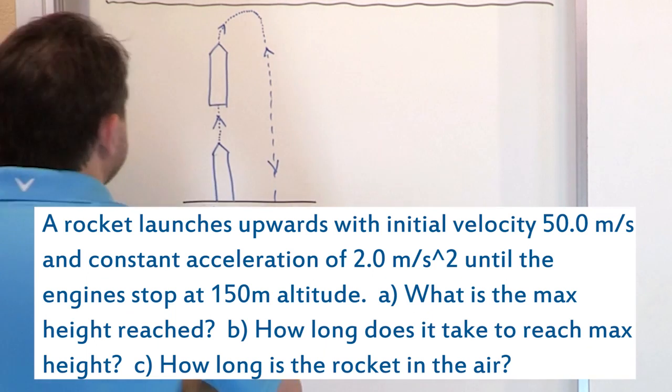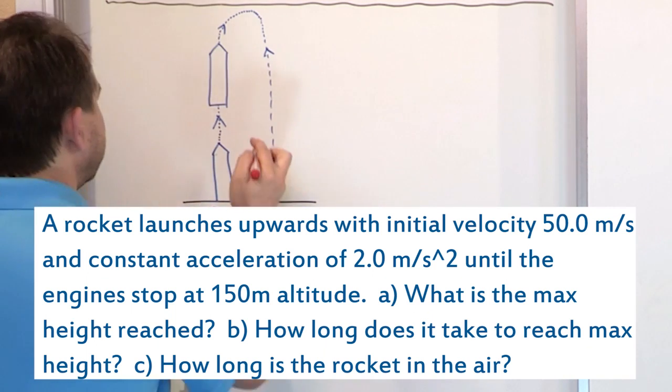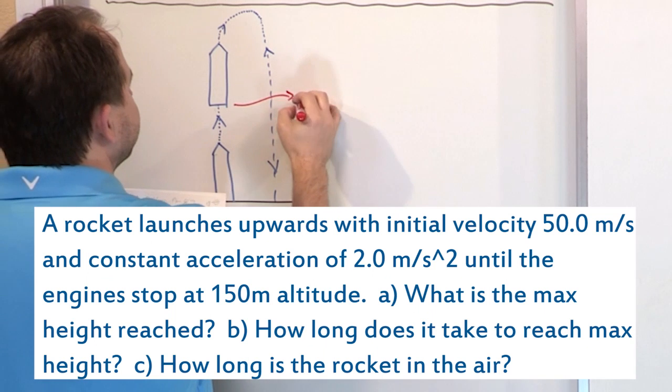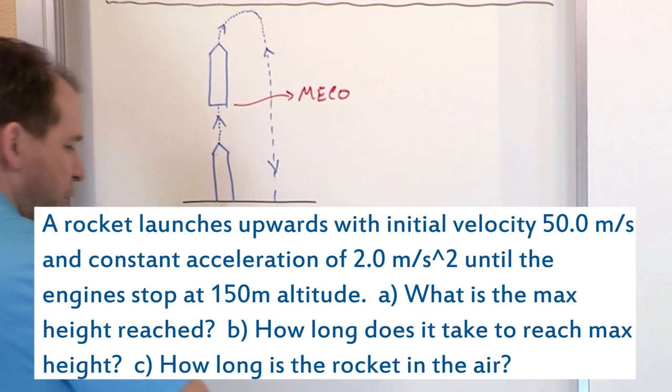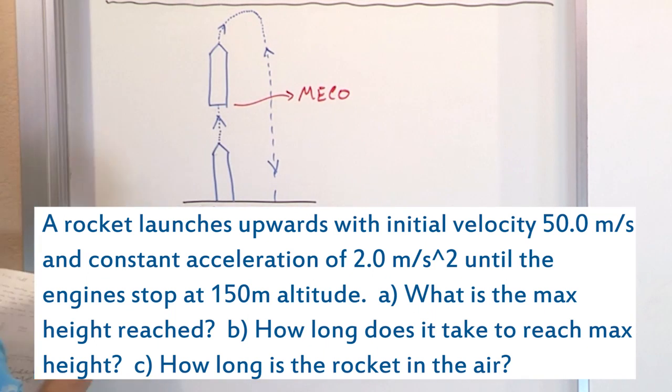So this point here, this point right here, we call it MECO, which is main engine cutoff. And then over here, let's draw some numbers. Let's see what we know.